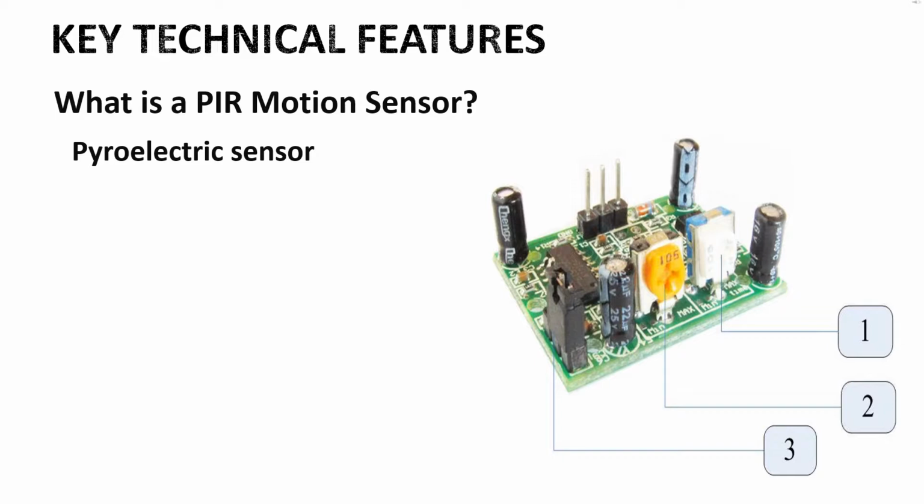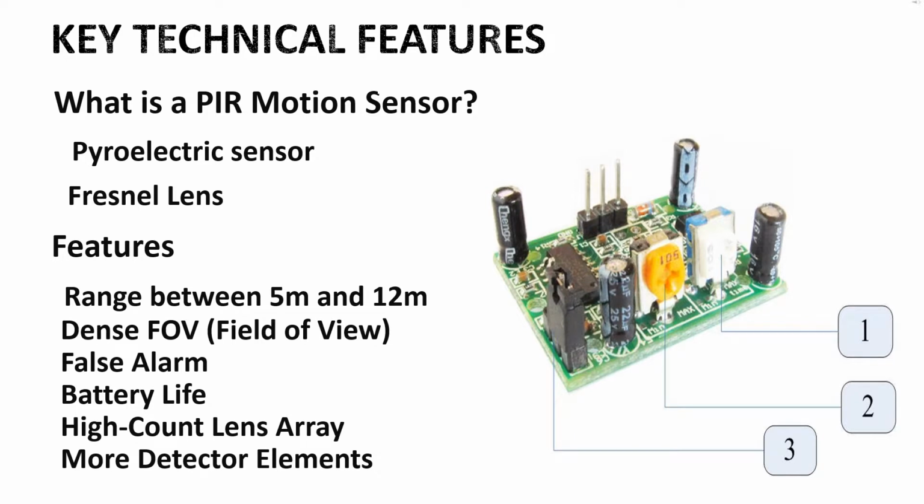Living objects release heat in form of infrared light, and motion detector detect this light with the help of Fresnel lens, which focus the infrared signal onto pyroelectric sensor. Some more features of PIR sensor: they have a range between 5 m and 12 m. They have a dense FOV, which stand for field of view, which means they can detect very small movement also. They have reduced the risk of false alarm.